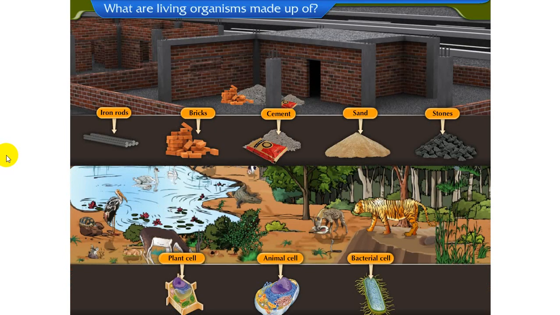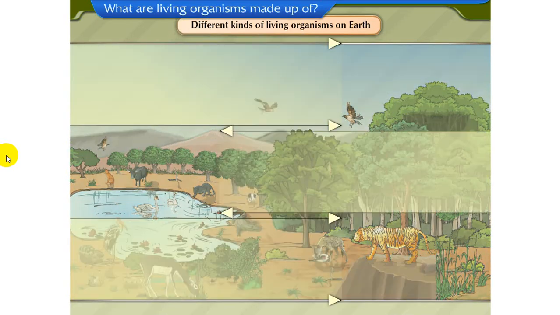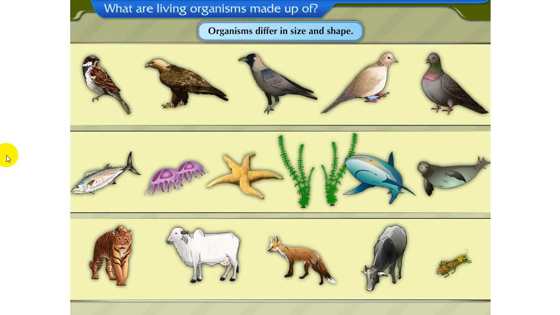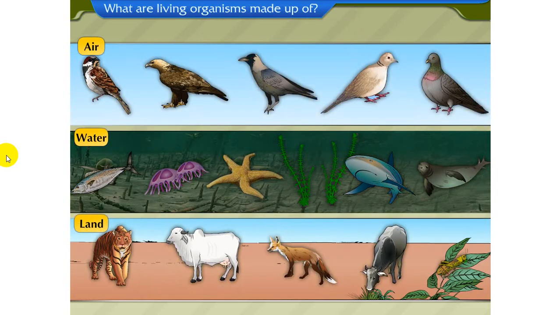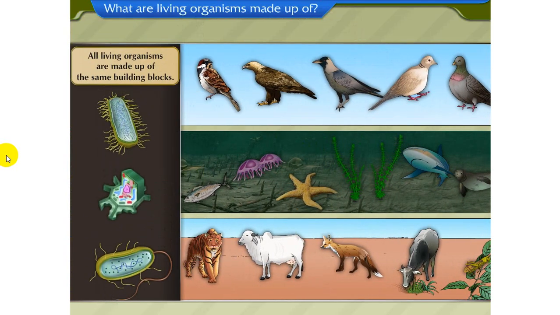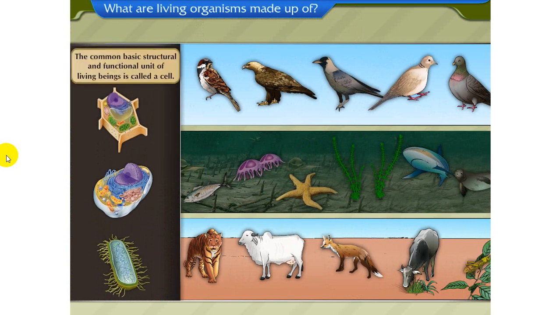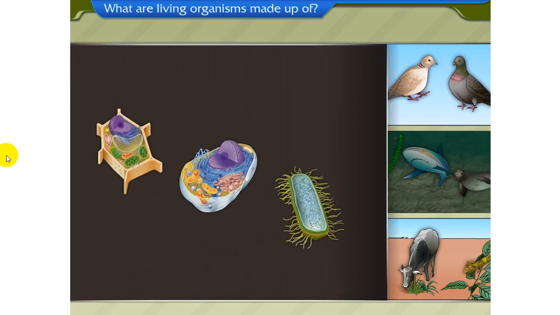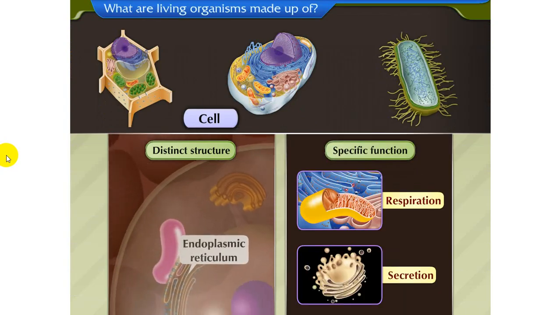We observe a similar situation with living organisms. There are different kinds of living organisms on this earth. They differ in their size and shape. They live in different habitats: air, water, or land. All these living organisms are made up of the same building blocks. The common basic structural and functional unit of living beings is called a cell. A cell has a distinct structure as well as a specific function.